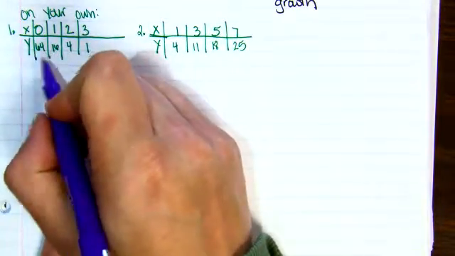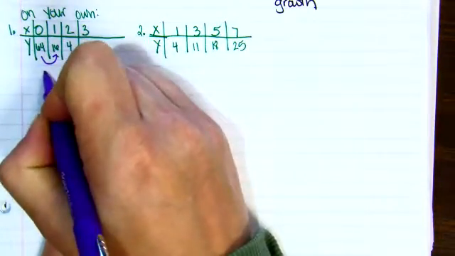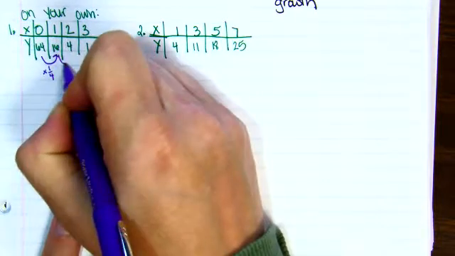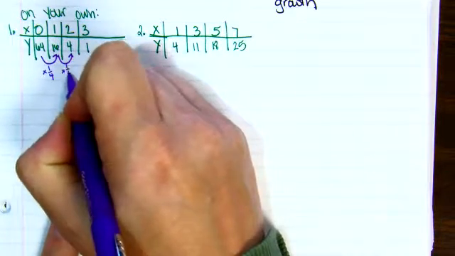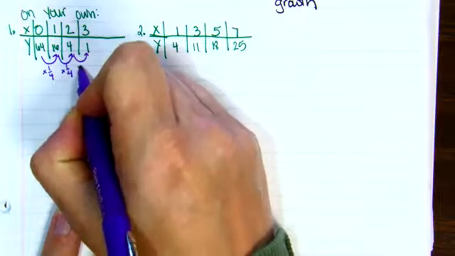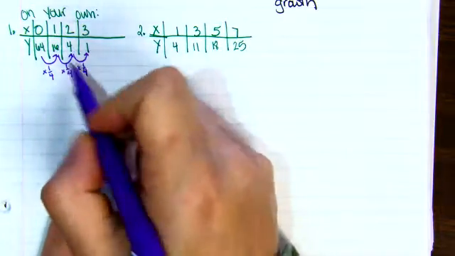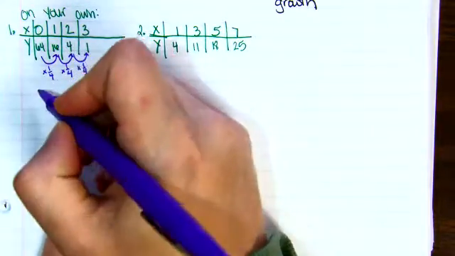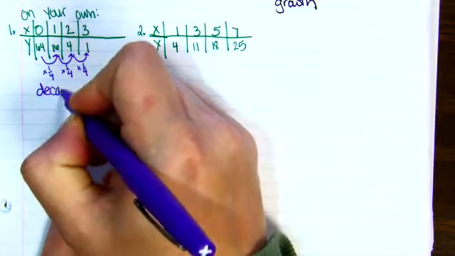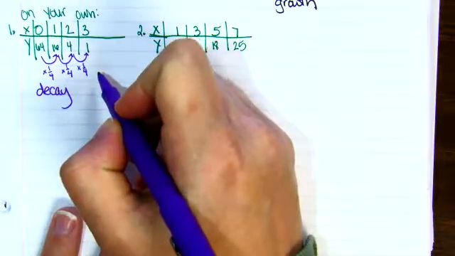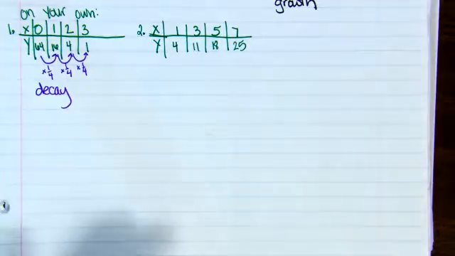But I'll notice as I go this way, I'm multiplying by 4. So to go from 64 to 16, I need to multiply by 1/4. To go from 16 to 4, I multiply by 1/4. To go from 4 to 1, I multiply by 1/4. 1/4 is less than 1, so this is going to be exponential decay. I'm multiplying by the same factor each time, and it's less than 1.